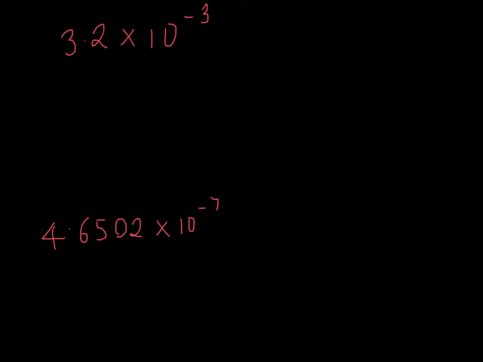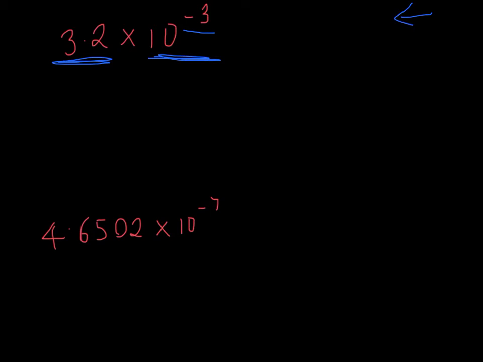These numbers are also in scientific notation. They have a number between 1 and 10 and a power of 10. But you'll notice that the power is negative. So when the power is negative, it means we are working with a very, very small number. So we need to move the decimal point this time in the negative direction instead of the positive direction. So we're going to move the decimal point left to make the number smaller.